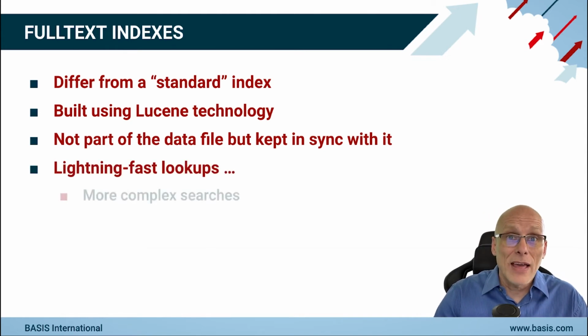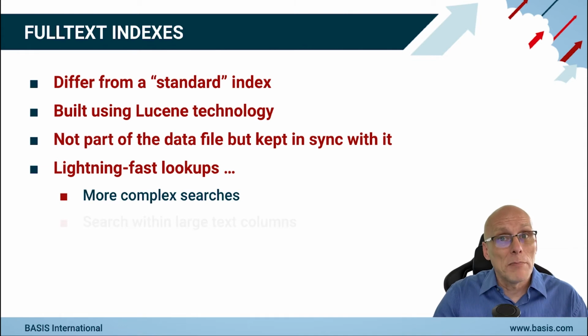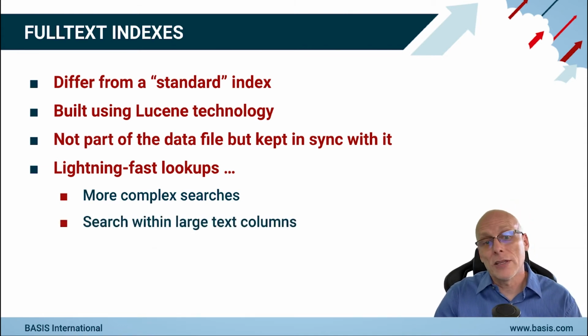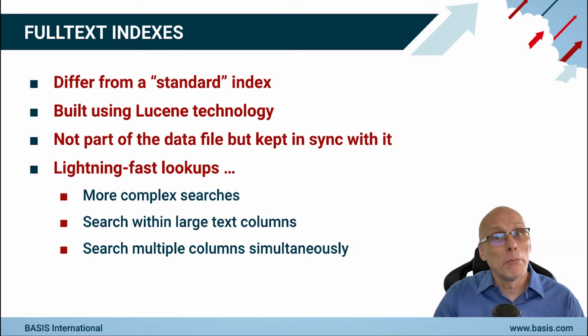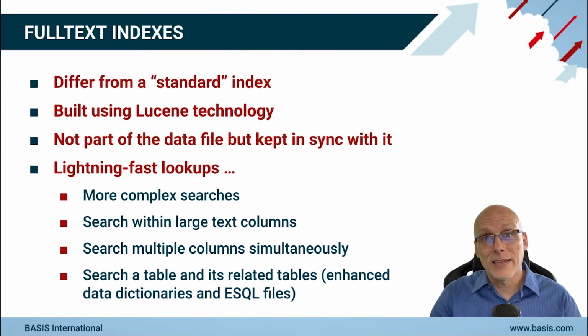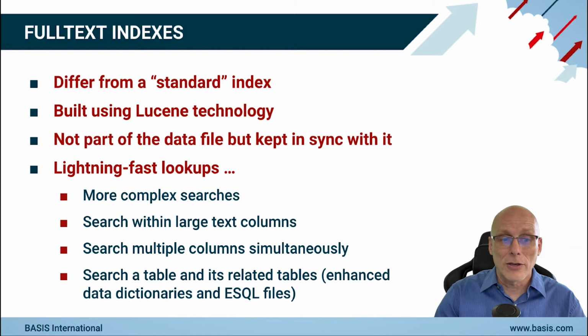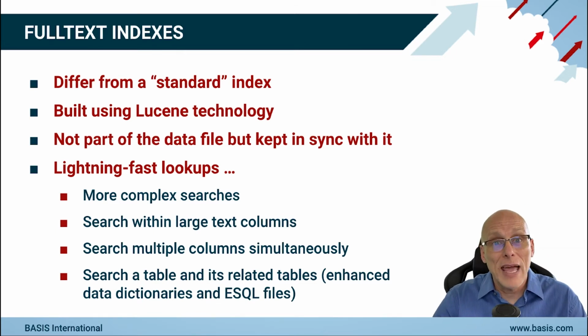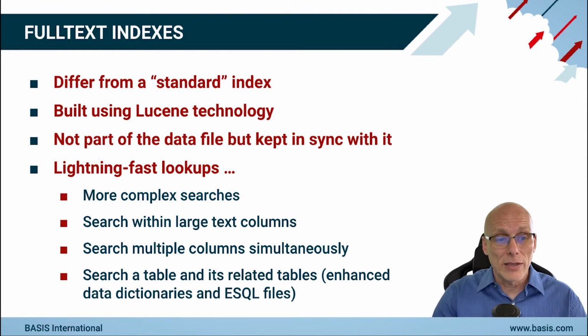And it provides lightning fast lookups for things like much more complex searches. You can search within large text columns. You can search multiple columns simultaneously. So you could search the first name, last name, company, and city all at the same time with one search phrase, which is kind of cool, I think. You can also search a table and its related tables, if you're using the enhanced data dictionary, which supports foreign keys, or if you're using ESQL files. What I mean by that is you can search the master table and then the detail table all at the same time with a single search query, which is kind of cool as well.